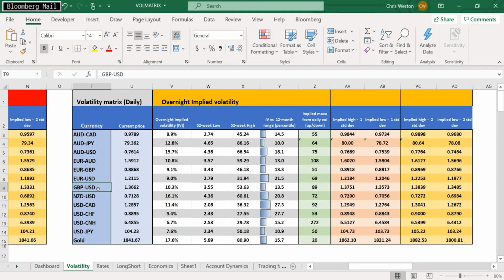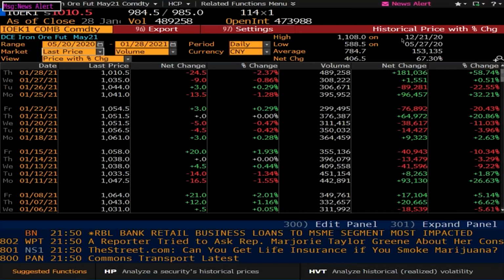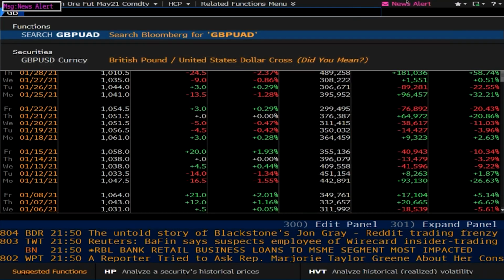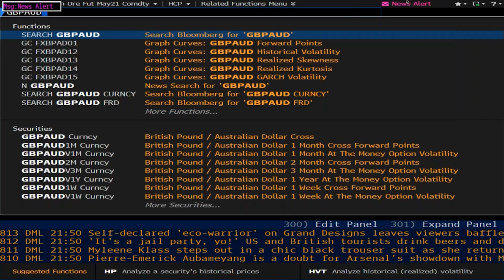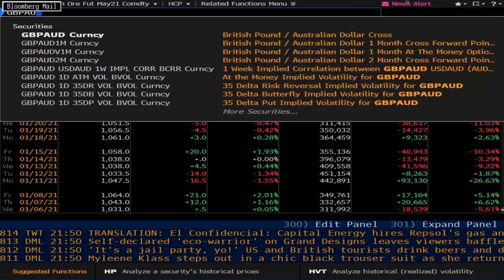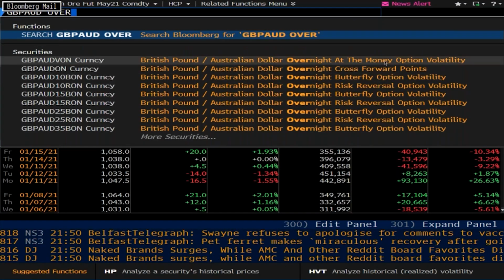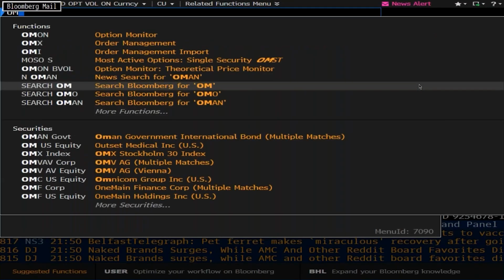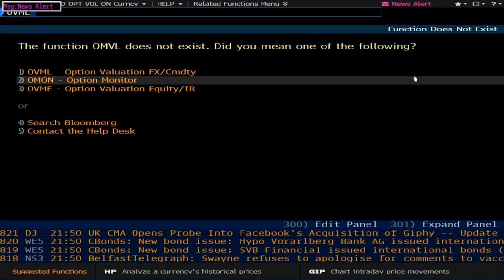Why is this sterling Aussie not in there? Okay, I need to update that one, but let me go to Bloomberg and let me see what the overnight implied volatility is. I need to update that one. Sorry.